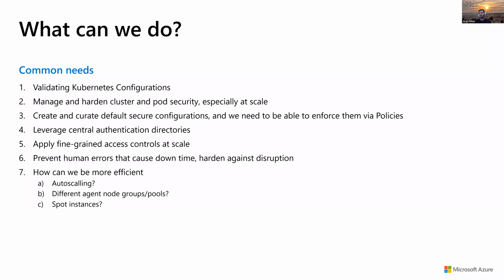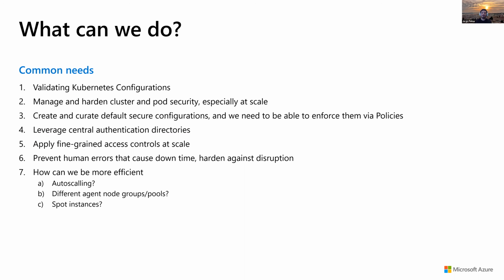And then number four, as I hinted before, leveraging authentication directories to make sure that you're able to apply fine-grained access control at scale and minimize human errors, which are normally the biggest cause of issues in a properly configured Kubernetes cluster. And make sure that it's hardened against disruption with things like pod disruption budgets, so that these kinds of voluntary disruptions or simple mistakes don't affect your cluster.